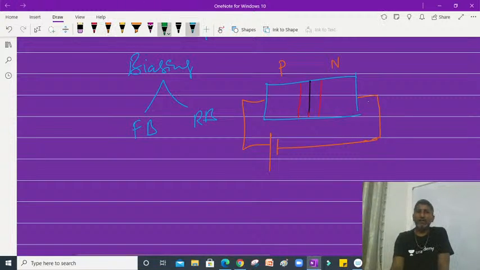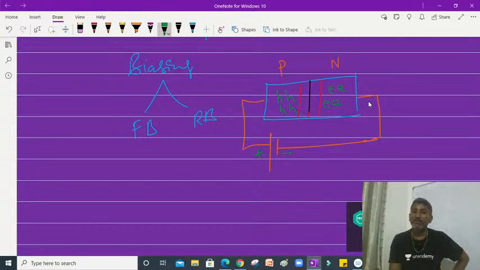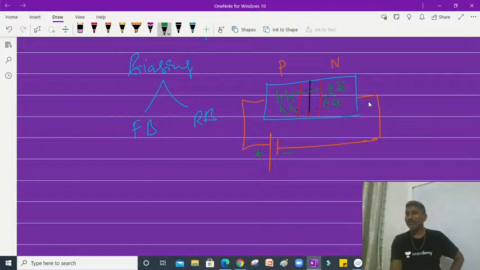In this p-type material, what are the majority charge carriers we have? Holes are the majority charge carriers, and here in the n-type, electrons are the majority charge carriers. Now you observe carefully: this p-type material is connected to the positive terminal of the battery, and the negative terminal of the battery is connected to the n-type semiconductor material. What will happen? You just think of it. These are electrons, and electrons are negative charges. So repulsion takes place, meaning electrons can cross this one.